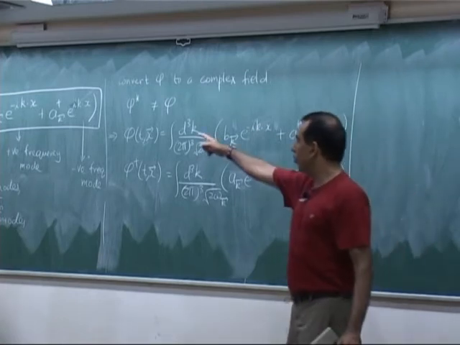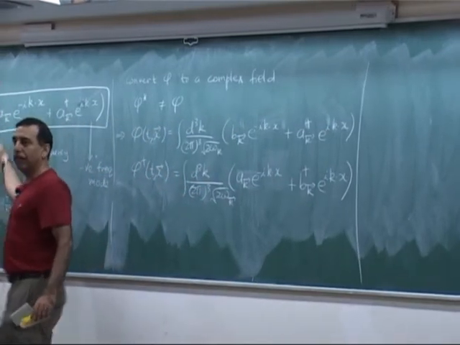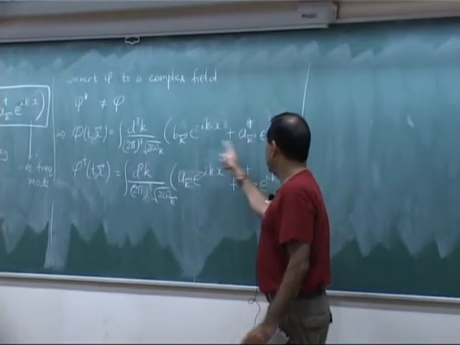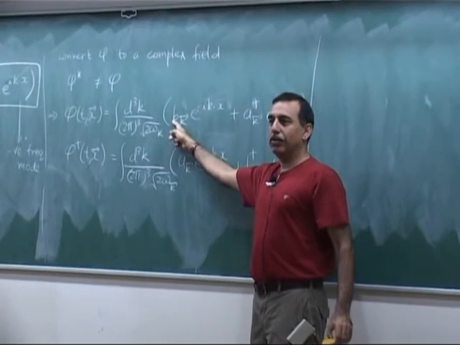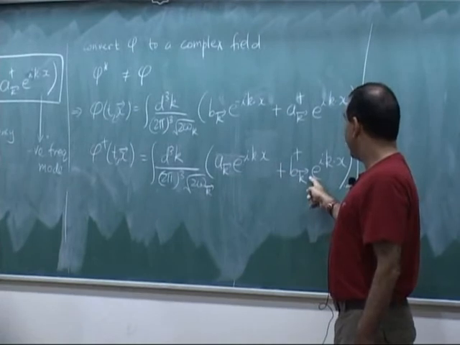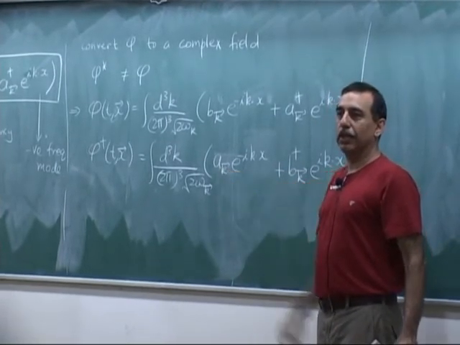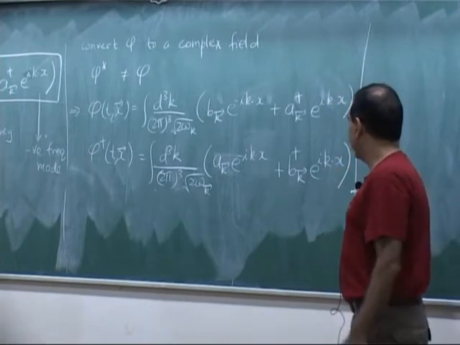Now let's try to understand what this means. We already saw over there that this creates a particle and this destroys the same particle. Okay. However, here this creates a particle and this destroys a different particle. B corresponds to a different particle. This one creates that different particle and destroys the original particle. Okay. Now what kind of interpretation can we give to this?